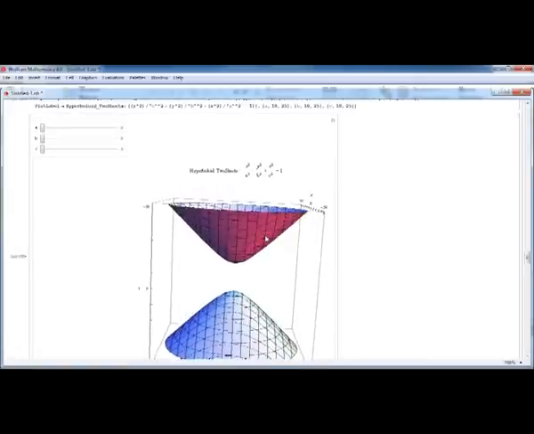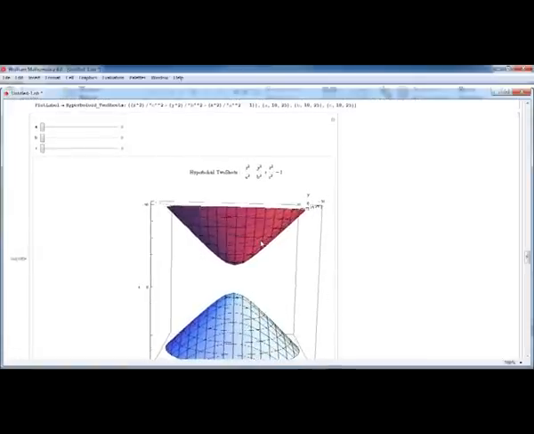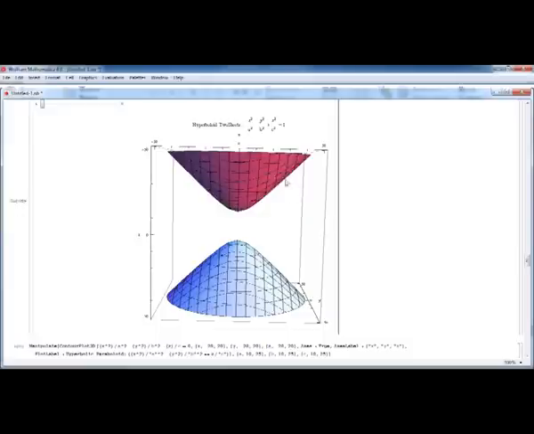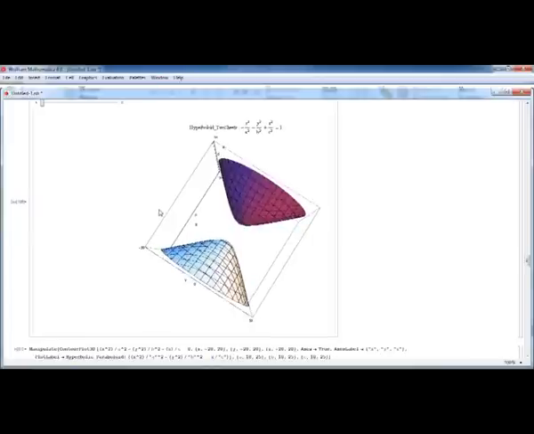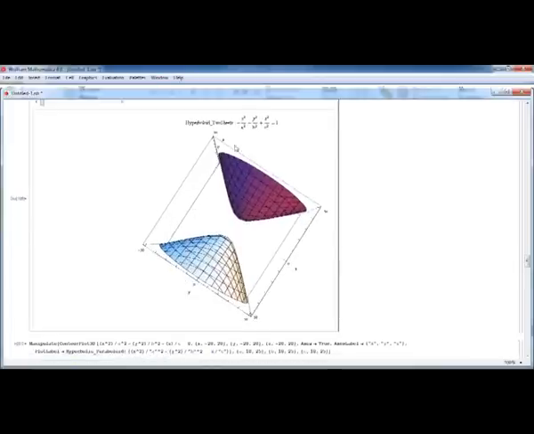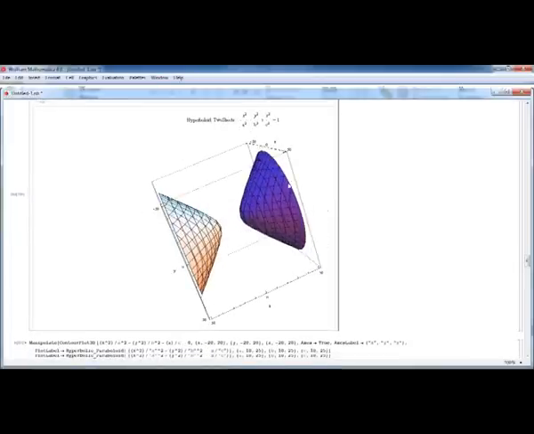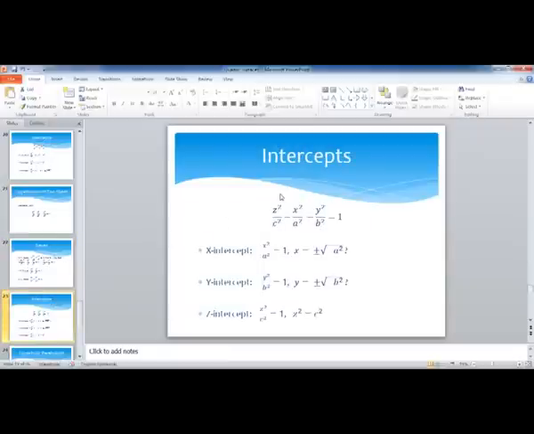Next, let's look at the xz trace. This is the xz trace, and we find that this is a hyperbola. Next, let's look at the yz trace. Once again, we see a hyperbola. Okay? So that's all for traces.